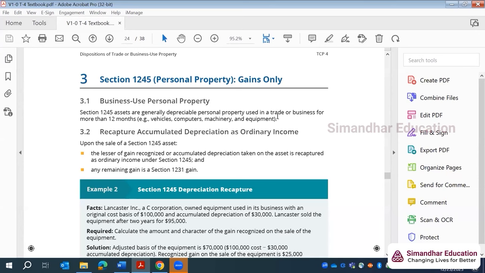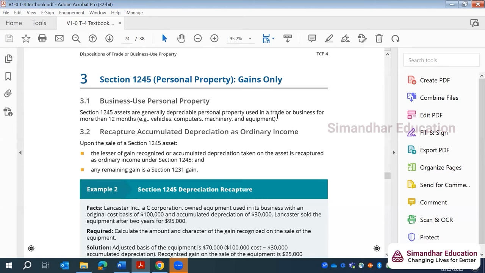So let's say after using the car for 5 years, you decided to sell the car for $7,000. So you bought the car for $10,000. You depreciated the car for $5,000. Your adjusted basis is $5,000. And now you are selling the car for $7,000. What is your gain or loss in this transaction? So we have a gain of $2,000.